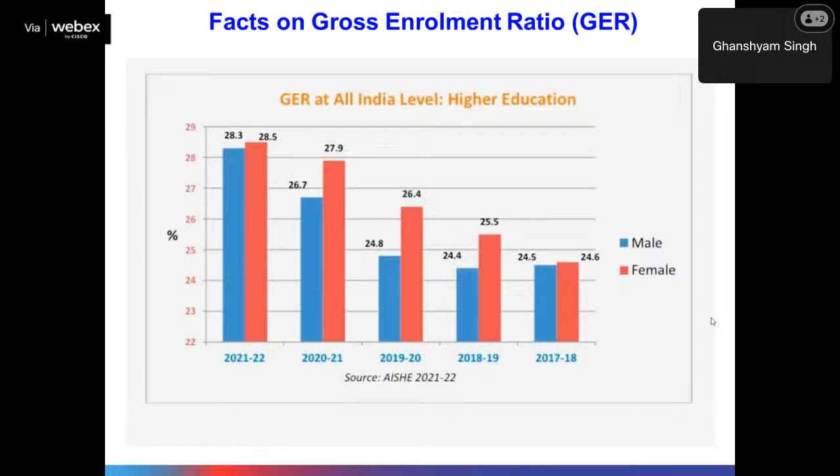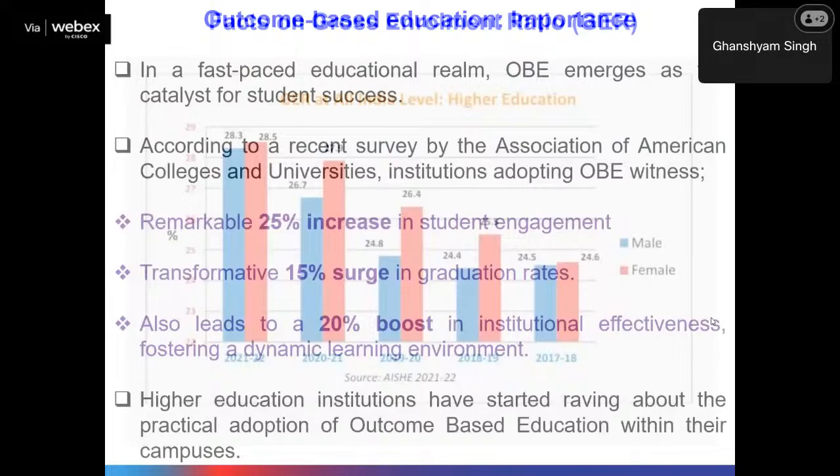This is for 21-22, which gives the data for the last 5 years, from 18 to 22. Here you can see there is a slight increase in our GER, which is a positive trend, but still our GER is not more than 28.3% in 22, and as of 24-25 it should be somewhere around 30 to 31%. The important thing is that the GER data is better for females as compared to males. So females are a little ahead of the males. This particular graph shows India's gross enrollment ratio only.